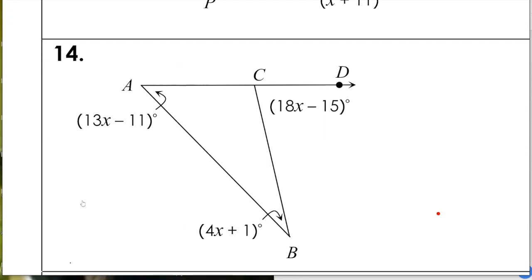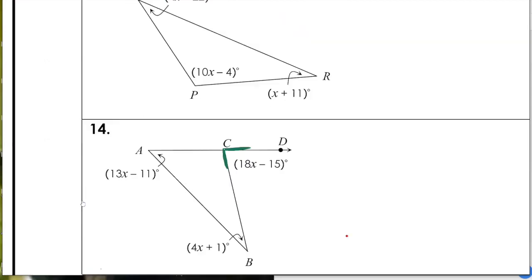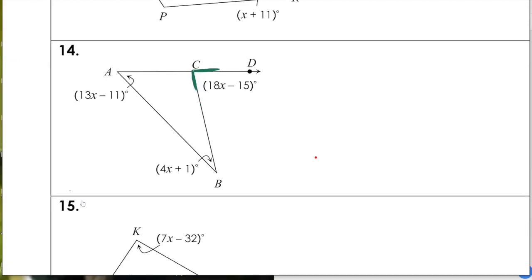Okay. All right, so before we even just try to plug and play, what is happening in number 14? What do we got going on? So I've got an exterior angle and then my two remote interior angles. So am I using my exterior angle theorem or my triangle sum theorem? Exterior. How would that equation look? Nope, before that.